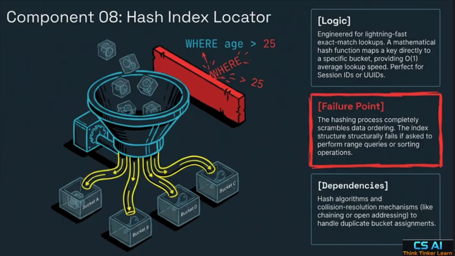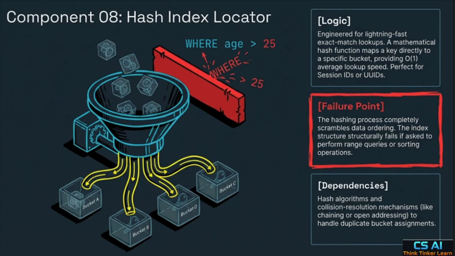For lightning fast exact matches, we use the hash index locator. A mathematical hash function maps a key directly to a specific bucket, providing O(1) average lookup speed. This is perfect for session IDs or UUIDs. However, the failure point is structural. Hashing completely scrambles the data ordering. A hash index is useless if you need to perform range queries or sort your results. It is an exact match only tool.